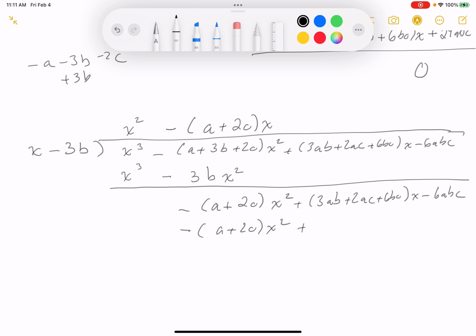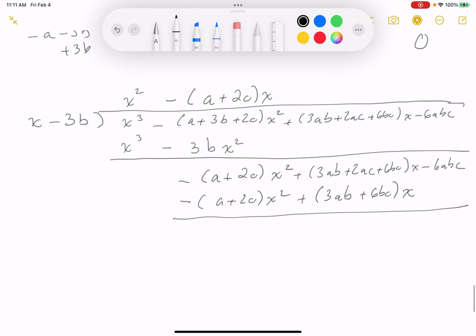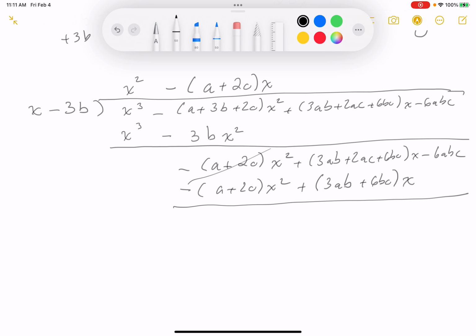That's going to be plus, let's see, I'm going to write this down now. 3ab plus 6bc. Well, lo and behold, I do my subtraction. This thing disappears, which is great. And then what are you left off with? Let's write this down. You'd be left off with 3ab disappears, 6bc disappears. You're left off with 2ac x minus 6abc. Well, it's a matching game.